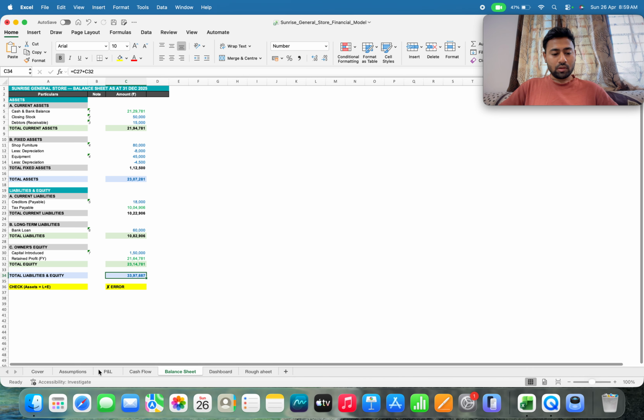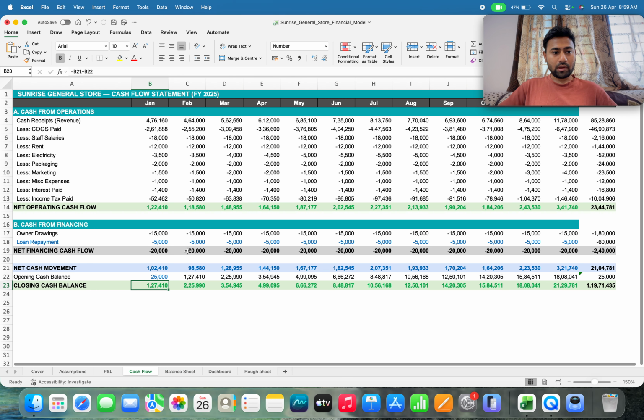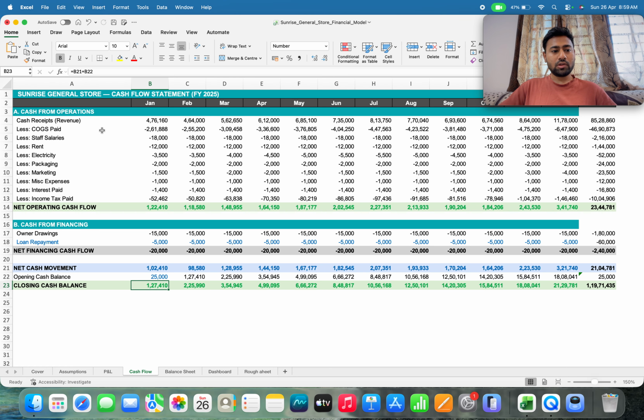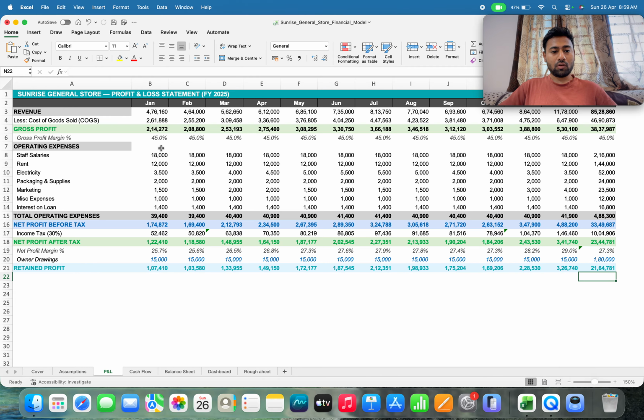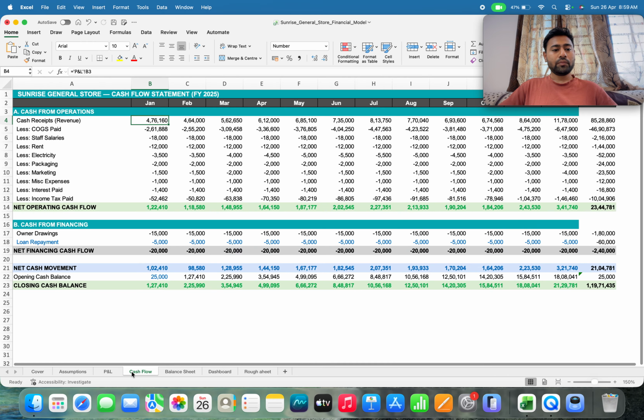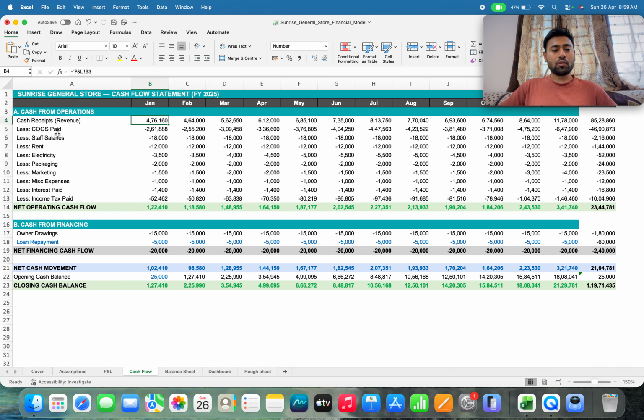Now I'm going to explain the cash flow. This is the cash flow from operations, where we got the P&L. We already put the formula from the sheet from the P&L, which has to be calculated from. Operating expenses like staff salary, rent, electricity, packaging and supplies, marketing, miscellaneous expense, interest on loan, so we got the cash flow here. Also, cost of goods sold paid were minus. Then we got the net operating cash flows.